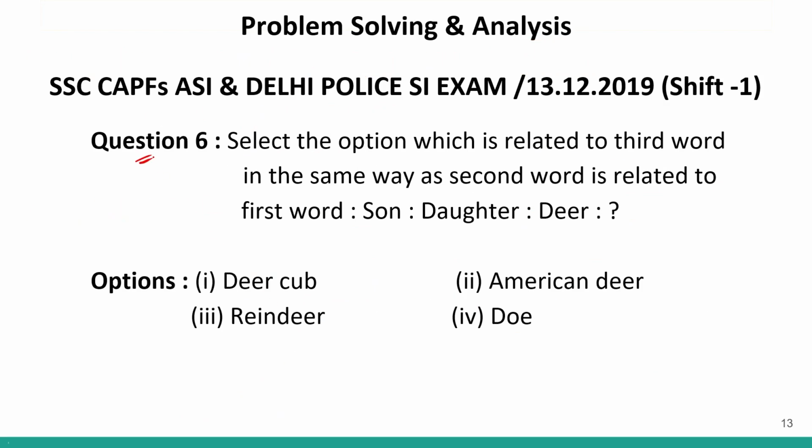Now, question number 6. We have to select the option again. This is pair number 1 and pair number 2. Now, how are son and daughter related? Son and daughter are different or opposite genders.